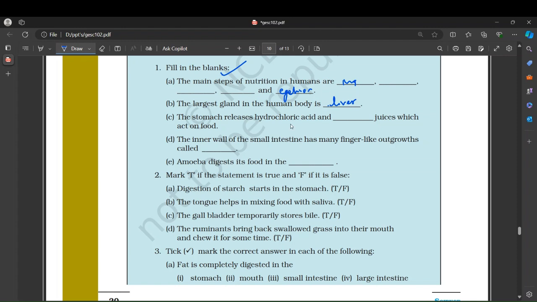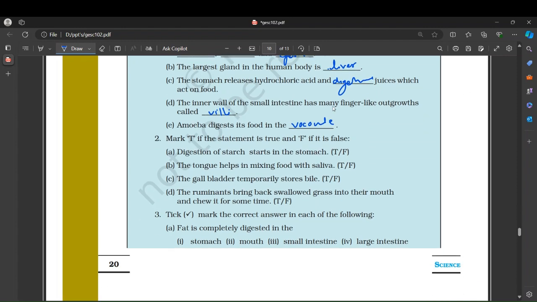The stomach releases hydrochloric acid and what? Digestive juices. The inner wall of the small intestine has many finger-like outgrowths called villi. Amoeba digests its food in the food vacuole, or you can just write vacuole. Now here, true or false? Digestion of starch starts in the stomach.